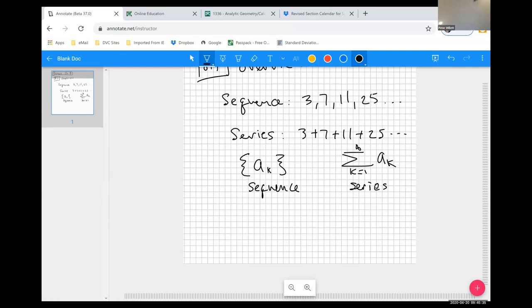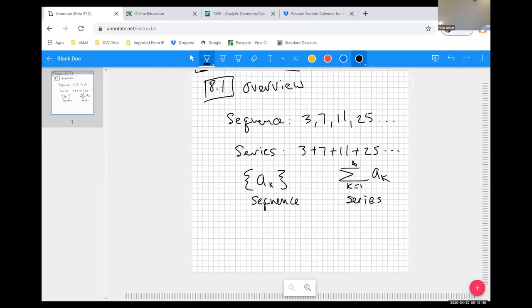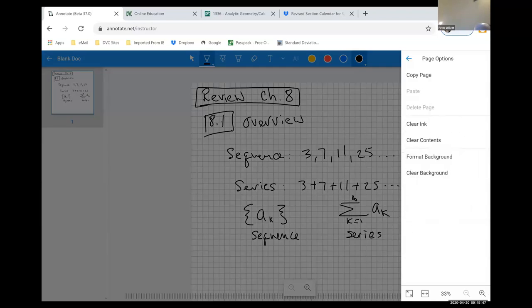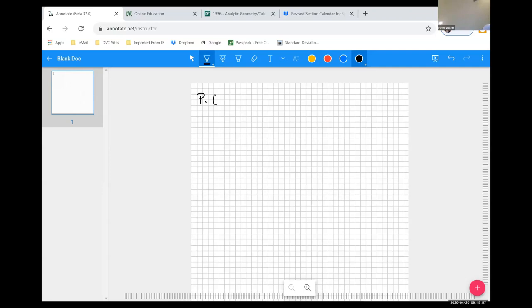All right, so I'm going to scratch this out and then we'll do an example. The exercise set for section 8.1 is on page 604. Maybe let's take a look at number 20.